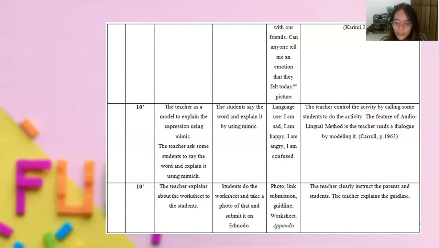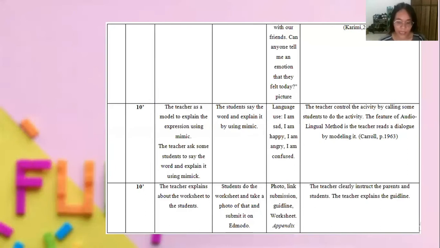And the materials include photos, link submission, guideline, worksheet, and the teacher clearly instructs the parents and students. The teacher explains the guidelines. So in this case, the teacher will contact the parents about the submissions, where they can submit their assignment.